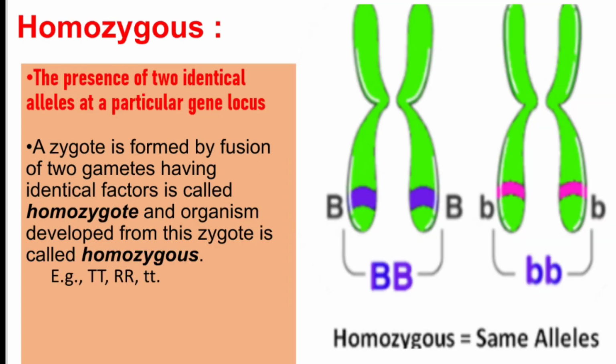Homozygous: the presence of two identical alleles at a particular gene locus. A zygote formed by the fusion of two gametes having identical factors is called a homozygote. An organism developed from this zygote is called homozygous. As you can see in the figure, genes have capital B at the same loci, and that's why they are called homozygous or same alleles. Similarly, the small b characters are present on the same loci and they are also same alleles. For example, capital T, capital R, or small r, or small t.